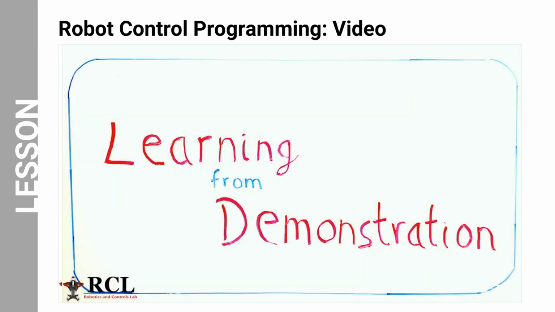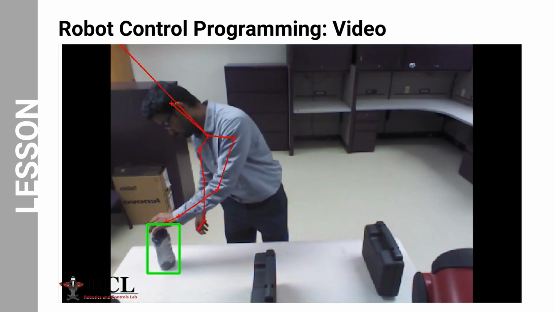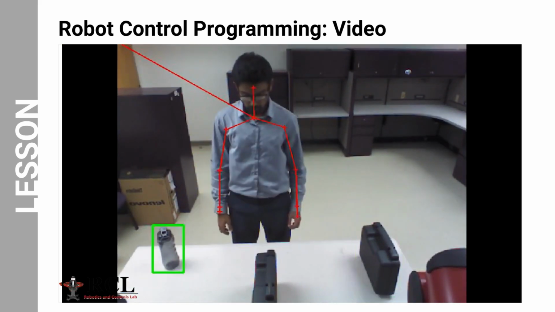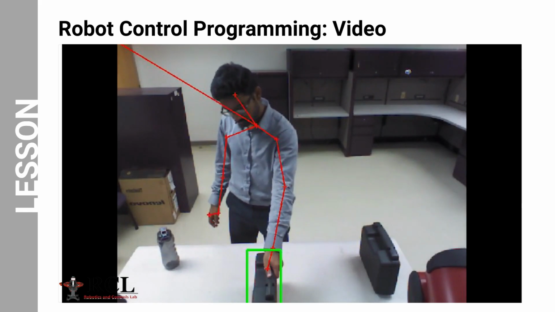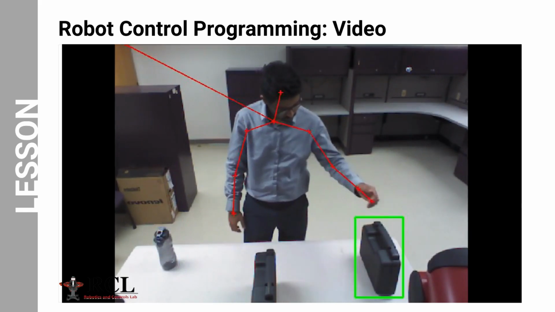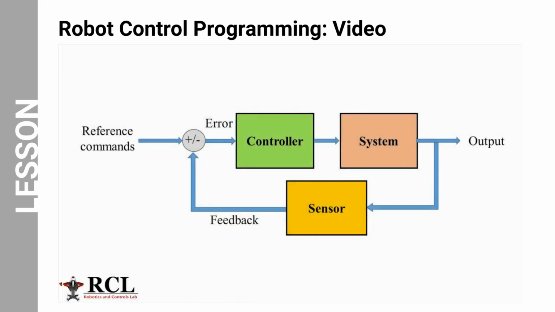The third method of programming is learning from demonstrations. In this method, the robot collects a set of demonstrations of the user performing a certain task. Then a mathematical function is generated to encode this task. Using this mathematical function, reference commands are generated for the robot to follow.